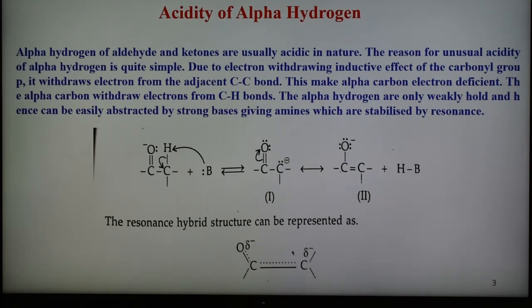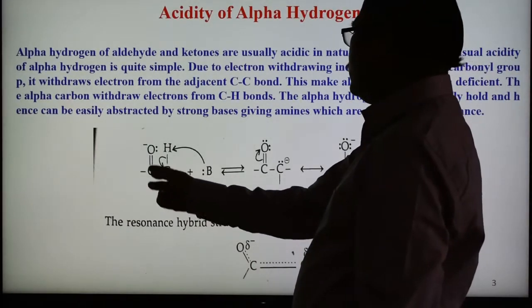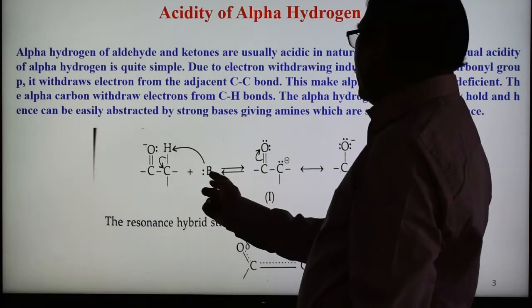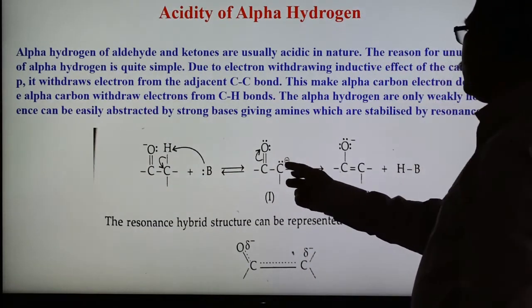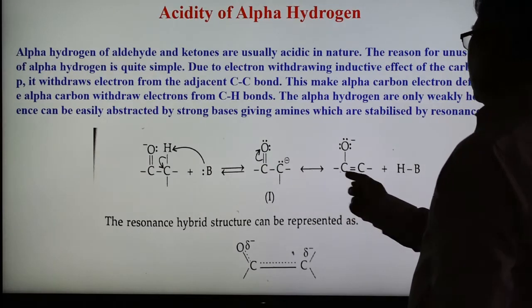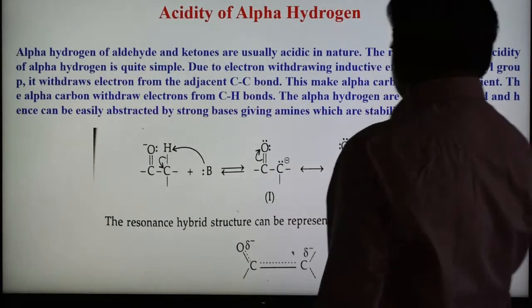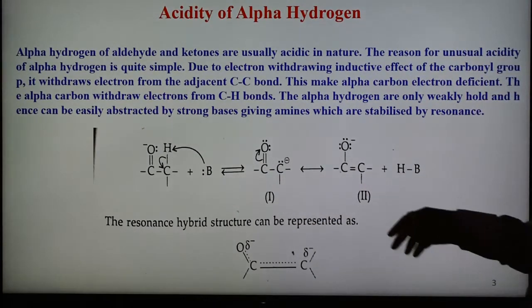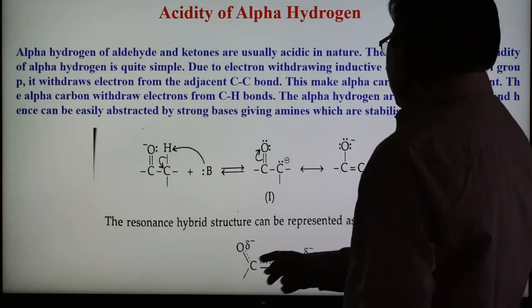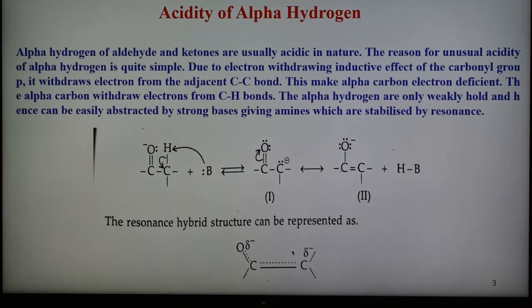So this is the resonance stabilized structure, structure one. This is the C=O group, this is the alpha hydrogen, and this is a strong base. This proton can be abstracted, leaving a negative charge, so H plus is removed and goes to the base. So structures 1 and 2 show the resonance, and the resonance hybrid can be represented in this way. We can show the resonance structures of this carbonyl group with the alpha hydrogen.